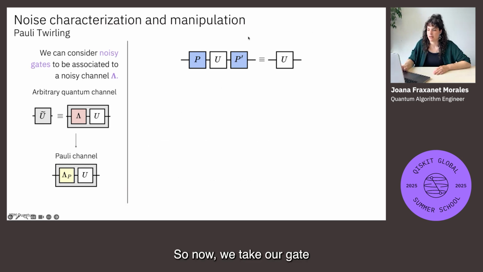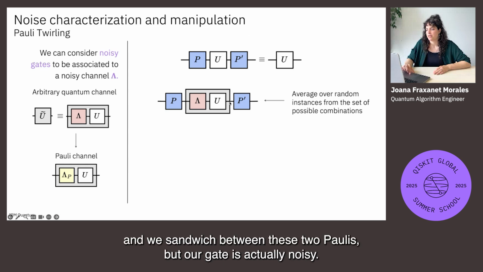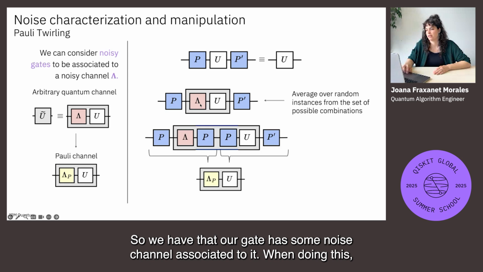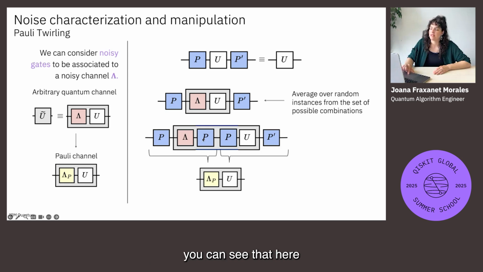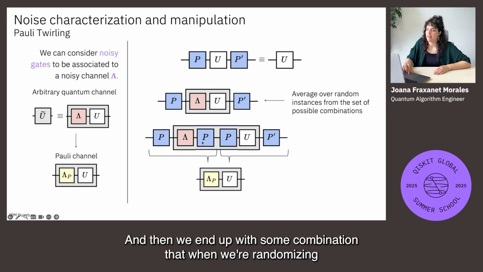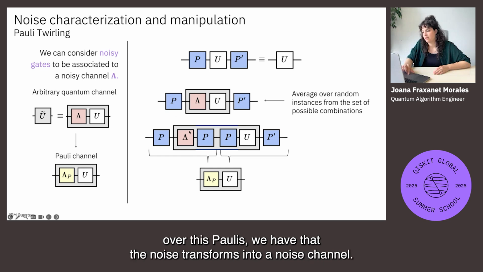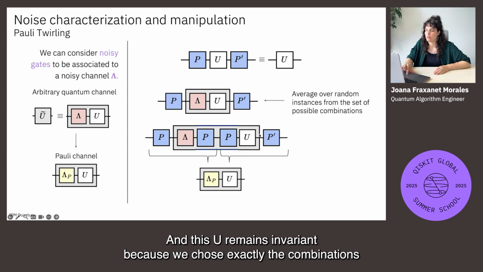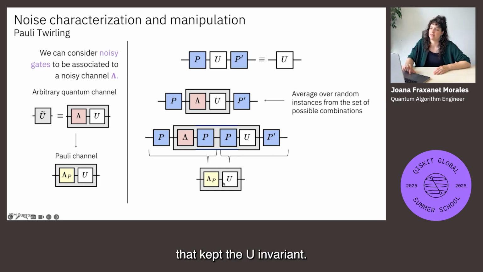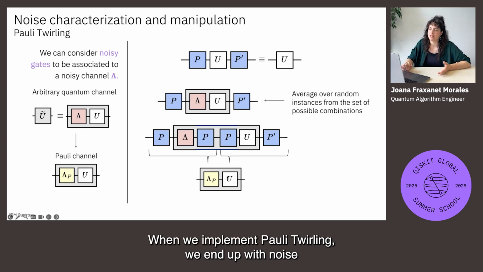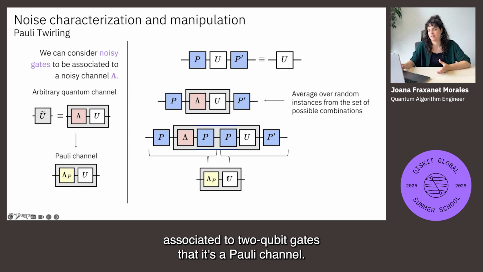So now we take our gate and we sandwich it between these two Paulis, but our gate is actually noisy. So we have that our gate has some noise channel associated to it. When doing this, you can see that here you could in principle put these two Paulis. This sums up to the identity. And then we end up with some combination that when we're randomizing over these Paulis, the noise transforms into a Pauli noise channel, and this U remains invariant because we chose exactly the combinations that kept the U invariant. So by doing this, this is what we do when we implement Pauli twirling, we end up with noise associated to 2-qubit gates that is a Pauli channel.